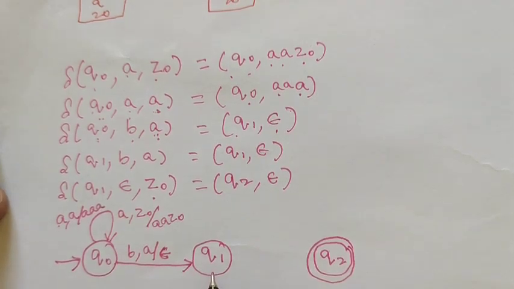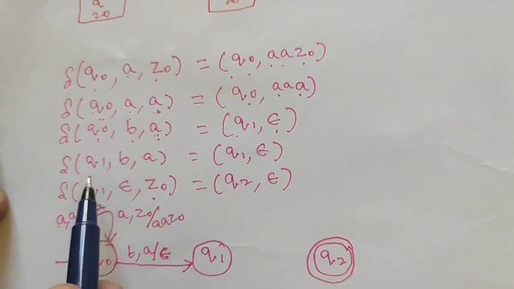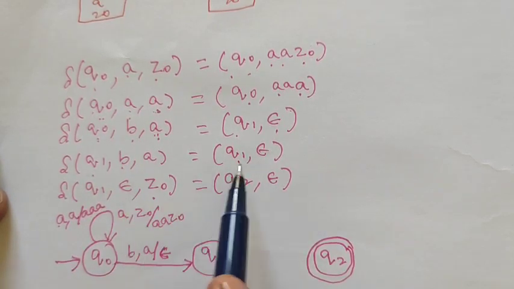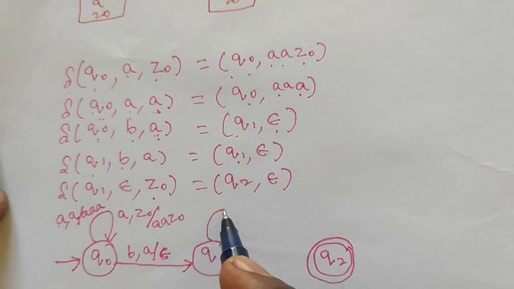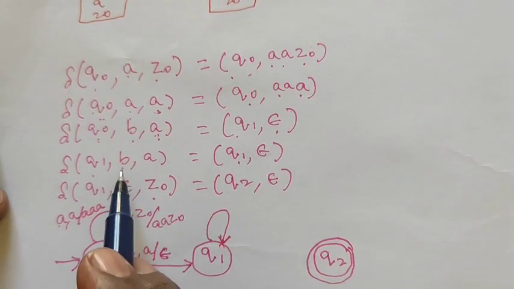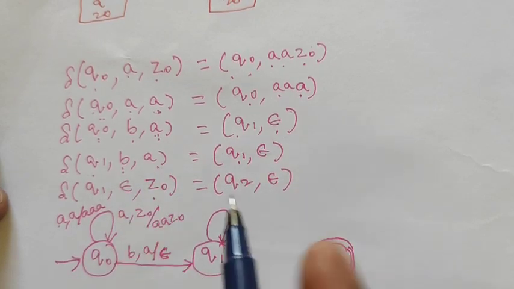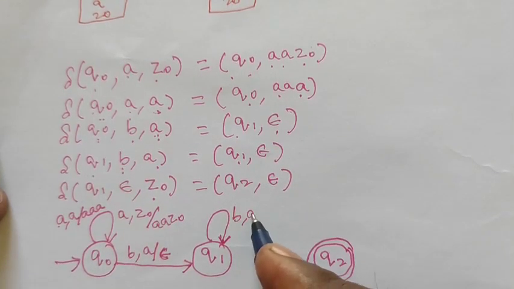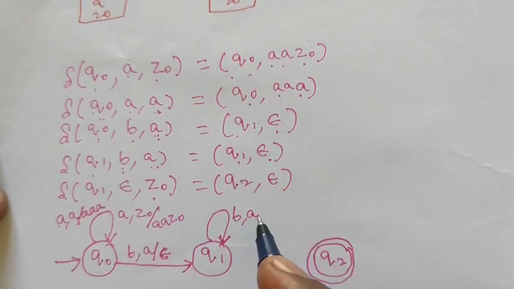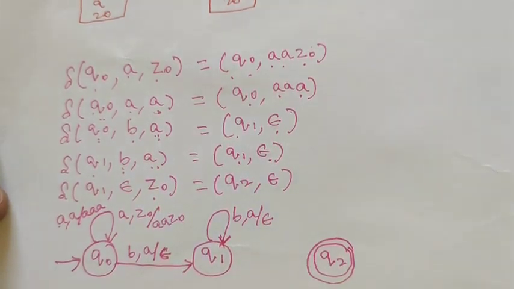Now go to the next one, the fourth transition function, Q1 to Q1. You make a self loop from Q1 to Q1. Input is B, topmost symbol is A, and this A is replaced by epsilon. So I replace it by epsilon.